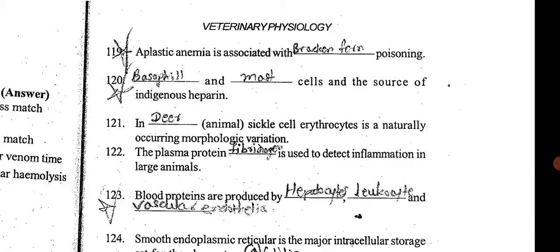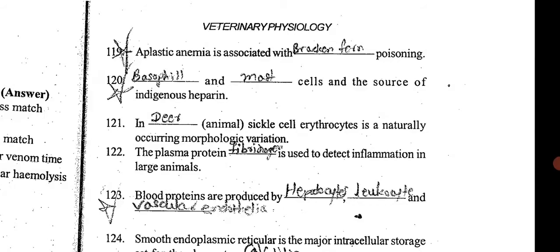Blood proteins are produced by hepatocytes, leukocytes, and vascular endothelium. Vascular endothelium is the lining of the vessels. So blood proteins are produced by the blood carrying system, the vascular endothelium, by hepatocytes, the cells of the liver, and by leukocytes, the white blood cells. Lymphocytes can be differentiated into T cells and B cells. T cells secrete cytokines or inflammatory mediators such as interferon gamma, tumor necrosis factor, and interleukins.